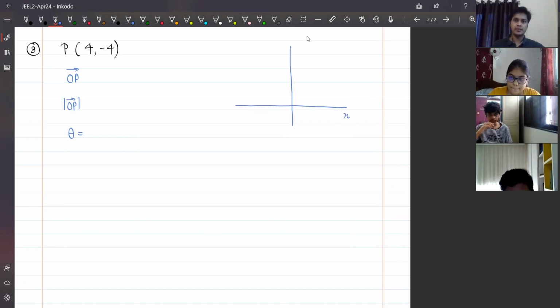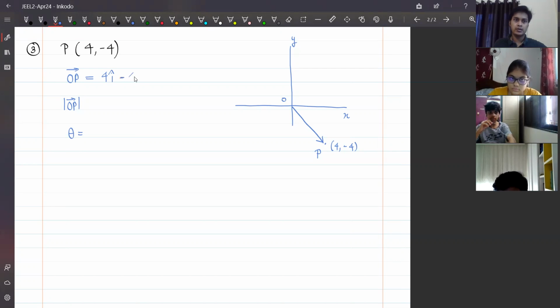Okay, so work with me here. This is the x and y. X coordinate is positive, but y coordinate is negative. So it will be in the fourth quadrant. Have you drawn the diagram like this, OP vector like this? Then how would we write OP vector? It would be 4 i cap plus 4 j cap.